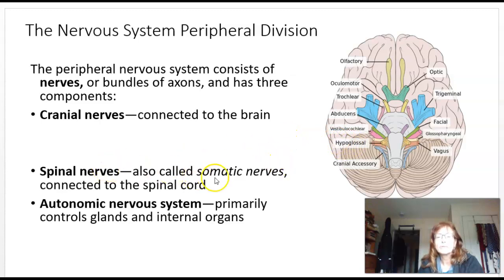Spinal nerves are ones that we typically also call somatic nerves, and these are ones that connect to the spinal cord. And then we have all the different nerves that go to the glands and to the internal organs, and we're going to see that too. They're all a part of the autonomic nervous system, which is one of the three main areas of the peripheral nervous system. So the peripheral nervous system has cranial nerves, spinal nerves, and this larger thing we're calling the autonomic nervous system.